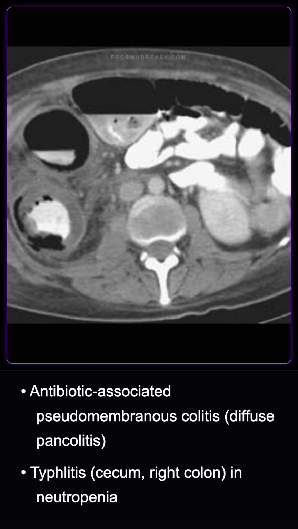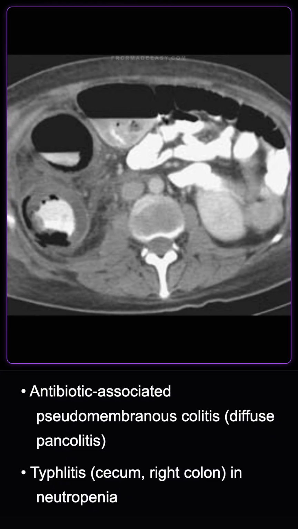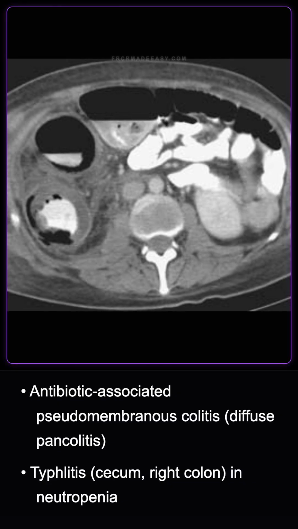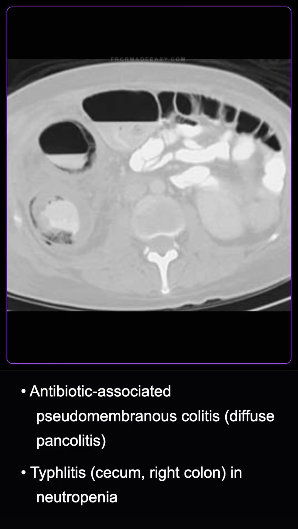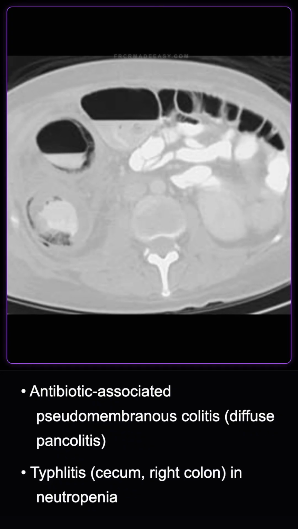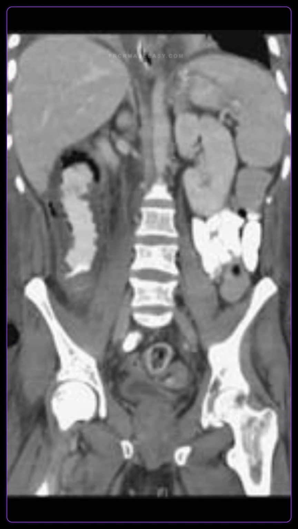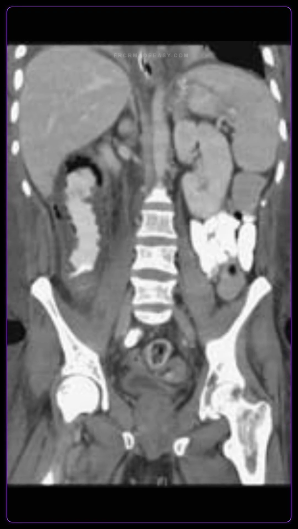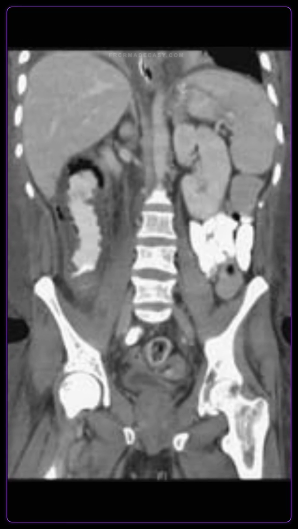Pseudomembranous colitis typically follows broad-spectrum antibiotic use and presents as a diffuse, extreme pancolitis involving the entire large bowel. Typhlitis specifically targets the cecum and right colon in severely neutropenic patients. If this exact imaging appearance were seen in a patient shortly following a solid organ transplant rather than a bone marrow transplant, what opportunistic viral infection must be heavily considered?